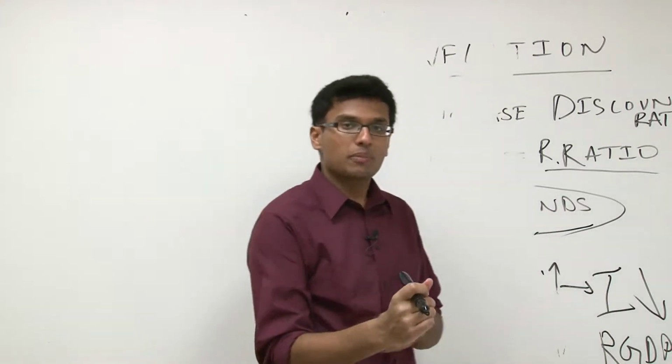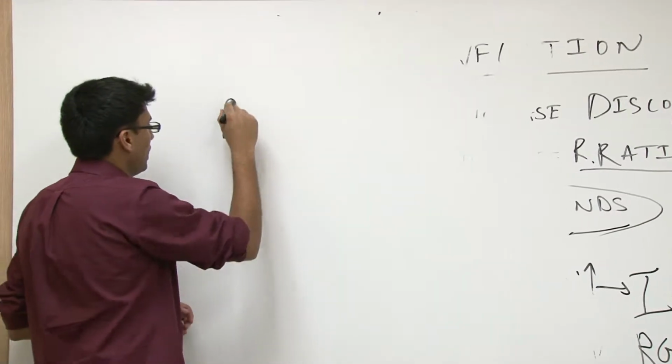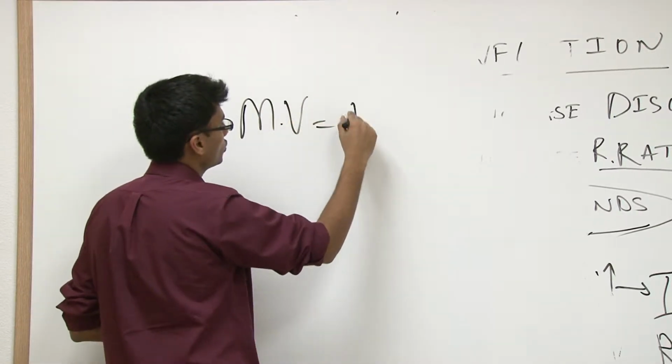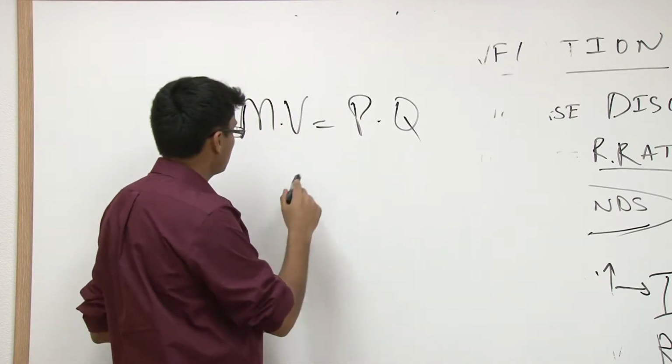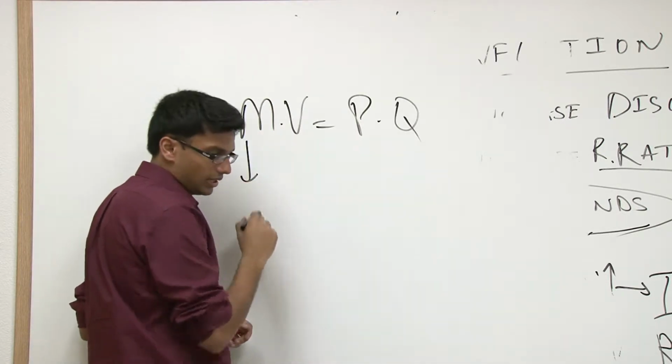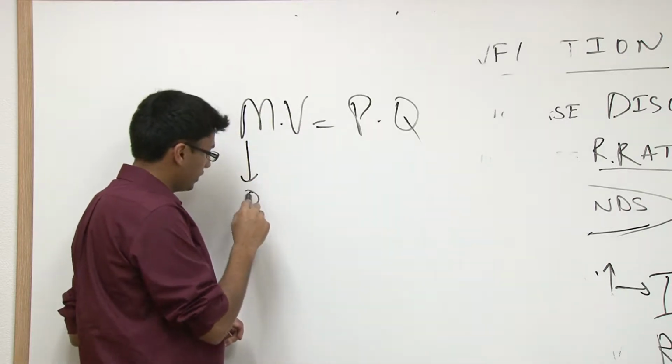Let's start off with the basic equation, okay? So the basic equation says the following. It says that M times V is equal to P times Q, right? M times V is equal to P times Q. So what are all of these? M is defined as the quantity of money, okay? The quantity of money.